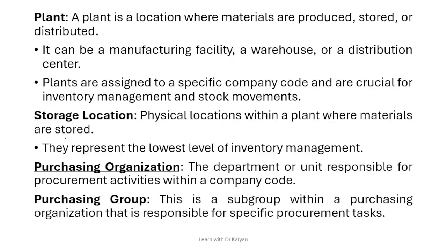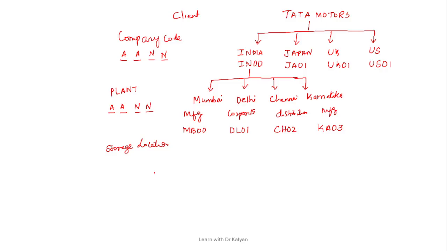Now we'll go for what? Purchasing organization. What is this purchasing organization? Purchasing organization is nothing but the department in an organization or a company or unit responsible for procurement activities within a company code. Their main job is to buy the raw materials from the vendors.